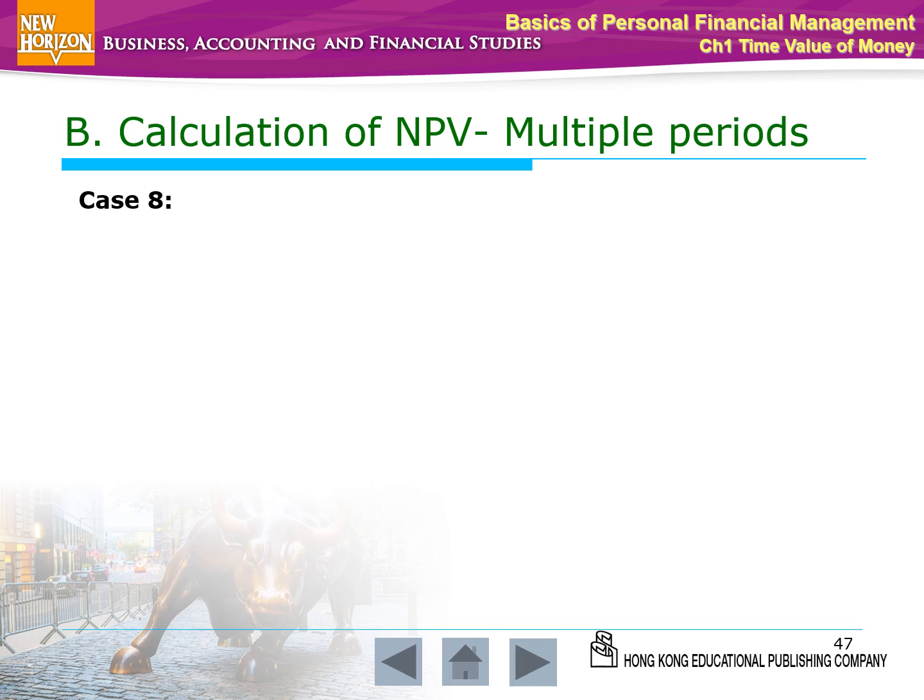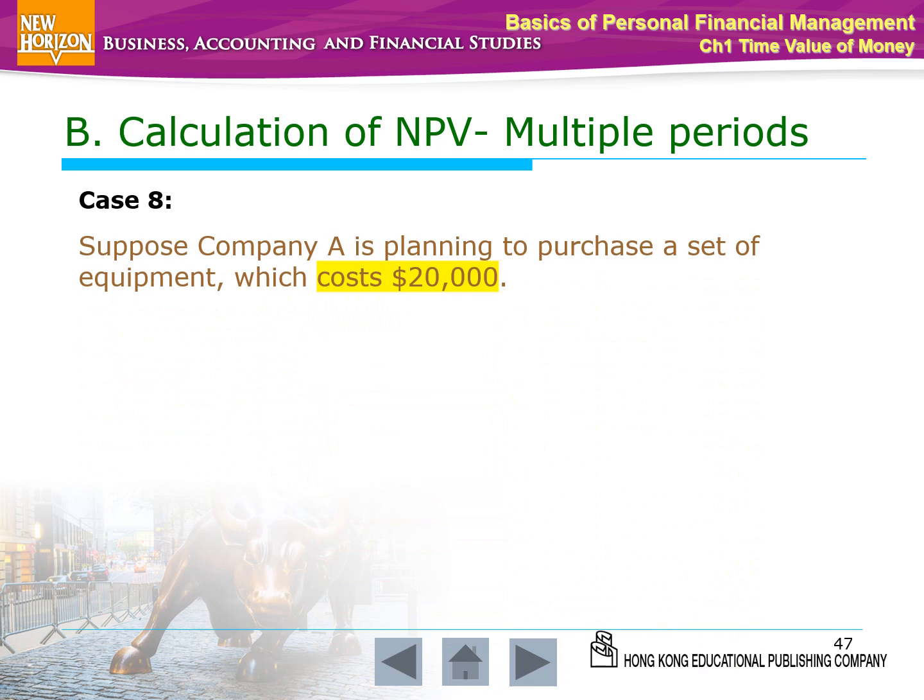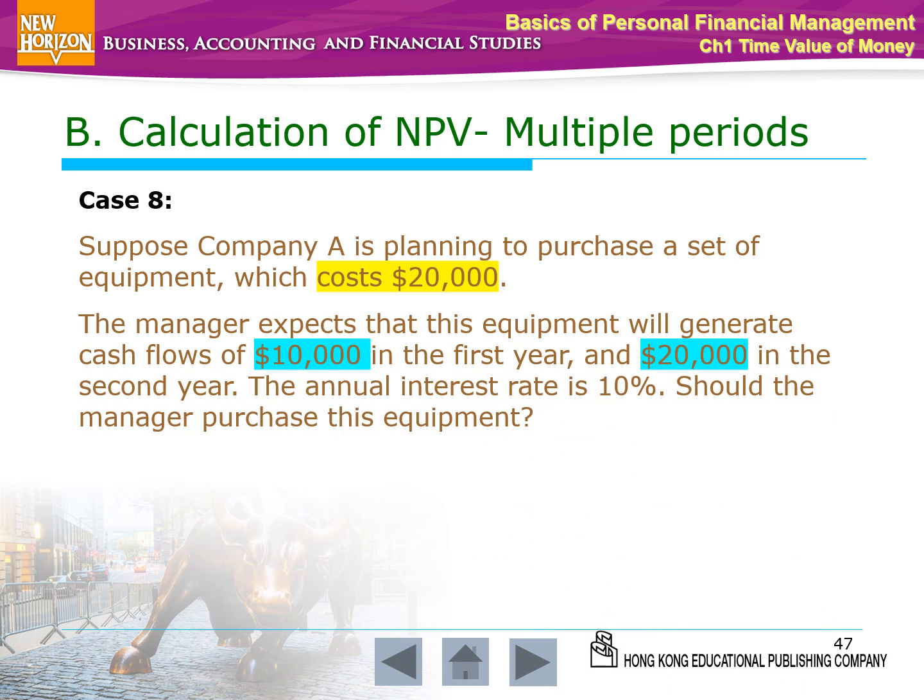Okay, look at the question to calculate net present value in multiple periods. Suppose company A is planning to purchase a set of equipment which costs $20,000. The manager expects that this equipment will generate cash flows of $10,000 in the first year, $20,000 in the second year. The annual interest rate is 10%. Should the manager purchase this equipment?